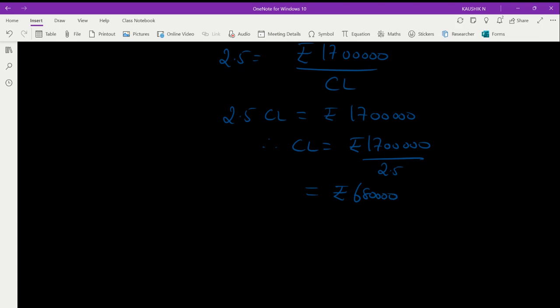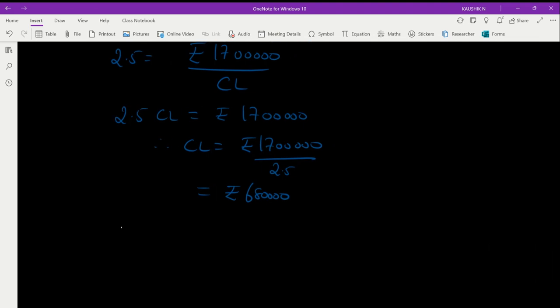Just frame the equation: 2.5 CL is equal to rupees 17 lakhs. CL is equal to 17 lakhs by 2.5. If you want to remove the decimal and do the calculation, then I'll tell you what to do. Just see how many decimals you have. One decimal, so multiply the numerator and denominator by 10 to remove the decimal. Here it becomes 17 followed by zeros, divided by 250. Cancel out the common zeros. Now you have an amount of rupees how much?